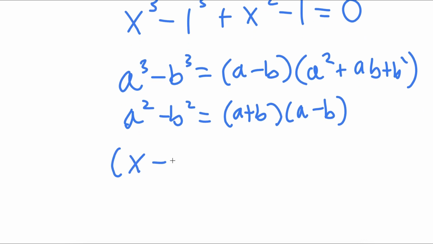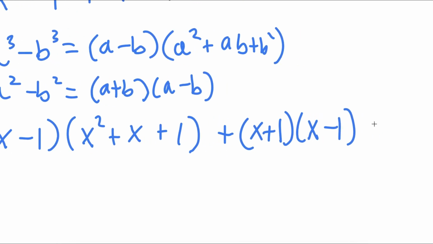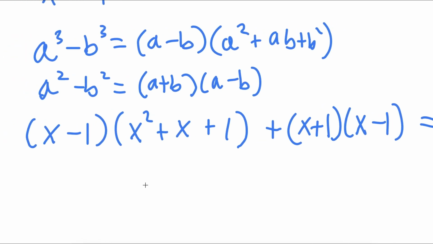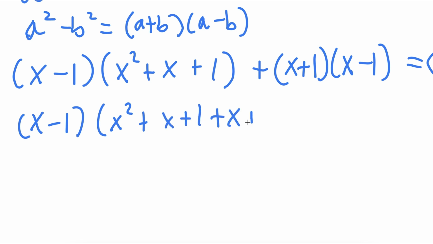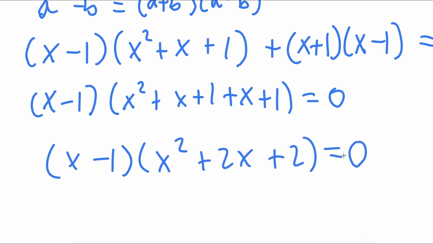So x to the power of 3 minus 1 to the power of 3, that's going to equal x minus 1 times x squared plus x times 1, which is x, plus 1 squared, which is 1. And then now I have this plus x plus 1 times x minus 1, and this is all equal to 0. So now, if I factor out x minus 1, I get x minus 1 times x squared plus x plus 1 plus x plus 1 is equal to 0. And if I simplify, I get x minus 1 times x squared plus 2x plus 2 is equal to 0.